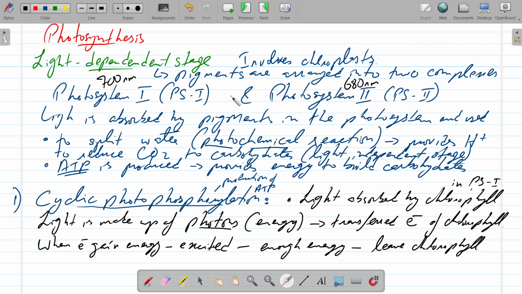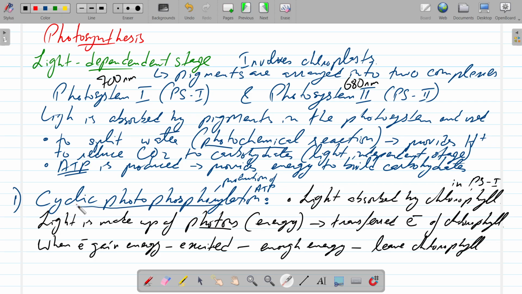The pigments make up the photosystems, and those are what absorb the light, and that energy is used to split water, which provides protons or hydrogen ions, and the oxygen that we know is produced in photosynthesis. That's where it's coming from. It's actually coming from the splitting of water, and those protons are then later used to reduce carbon dioxide to carbohydrates in the light independent stage, which we'll be doing today. ATP is also produced, and that's used to provide the energy to build the carbohydrates, again something we'll be doing today.